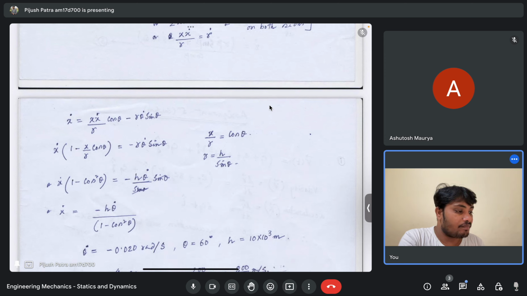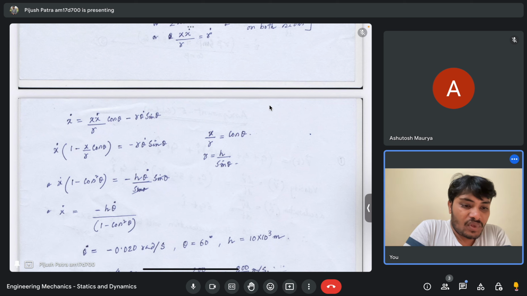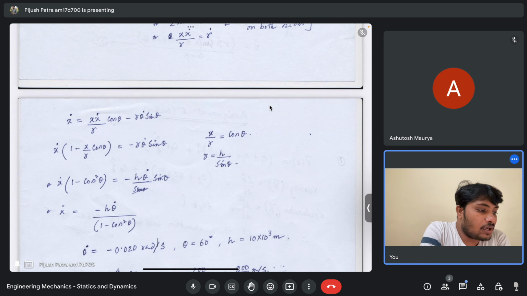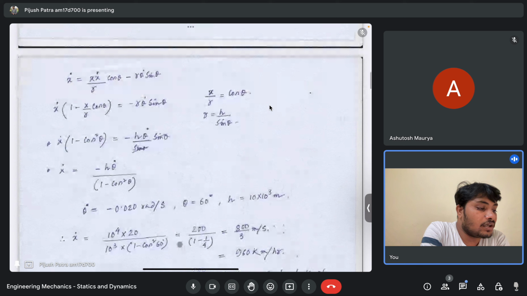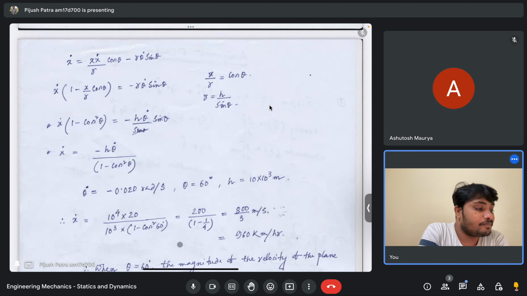What is the value of h? 10 kilometer, so it is 10 into 10 cube meter. Theta is given: at the instant when theta is equal to 60 degrees. And theta dot, which is d theta dt, is equal to minus 0.020 radian per second. Up to that, is that clear? Now you put all of those data here, and you will get the horizontal velocity of the plane. It is 960 kilometer per hour.